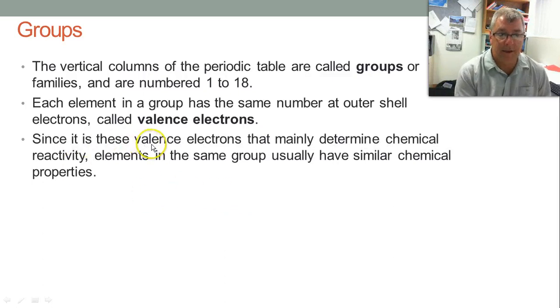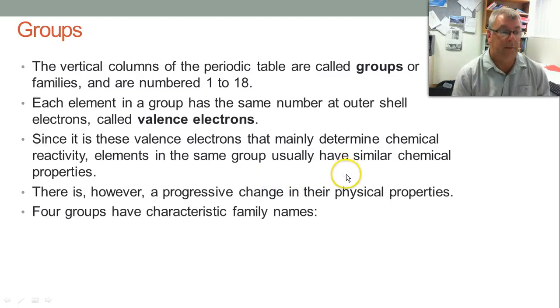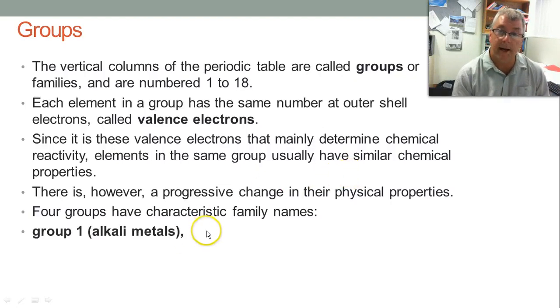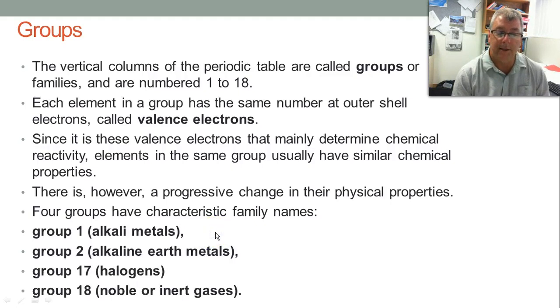Now, since it is these valence electrons that mainly determine chemical reactivity, elements in the same group usually have similar chemical properties. Not the same, but similar. There is, however, a progressive change in their properties as you go down the group. Four groups are given family names for this reason, because they're all so similar to each other. We have group 1, the alkali metals, the first column. Group 2, the alkaline earth metals. Group 17, the halogens. And group 18, the noble or inert gases.